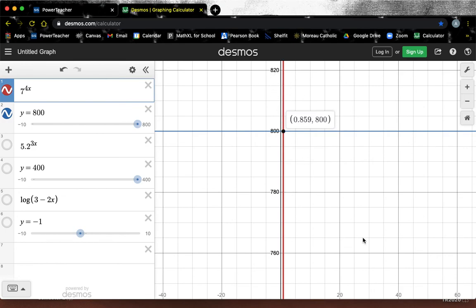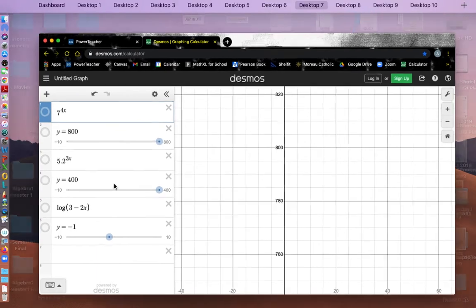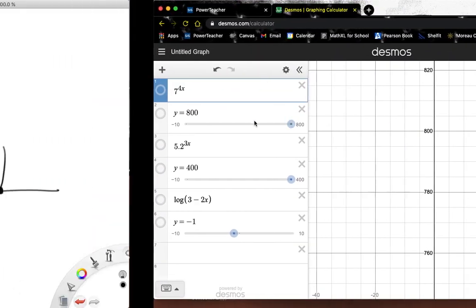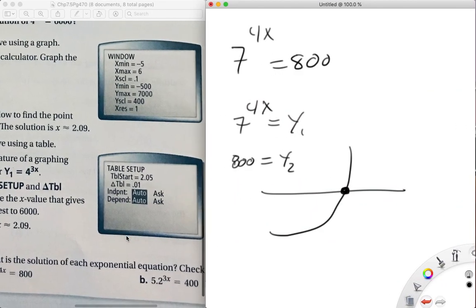There it is. That's weird. Yeah, the intersection is at 0.859. Right, so that's the intersection of y equals 800 and y equals 7 raised to the 4x. Then they give us another one. They give us this guy.